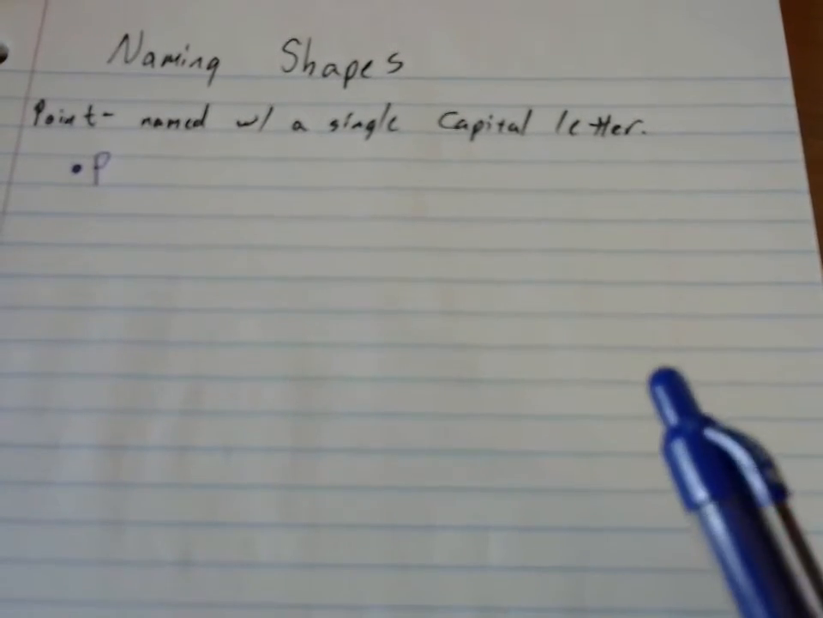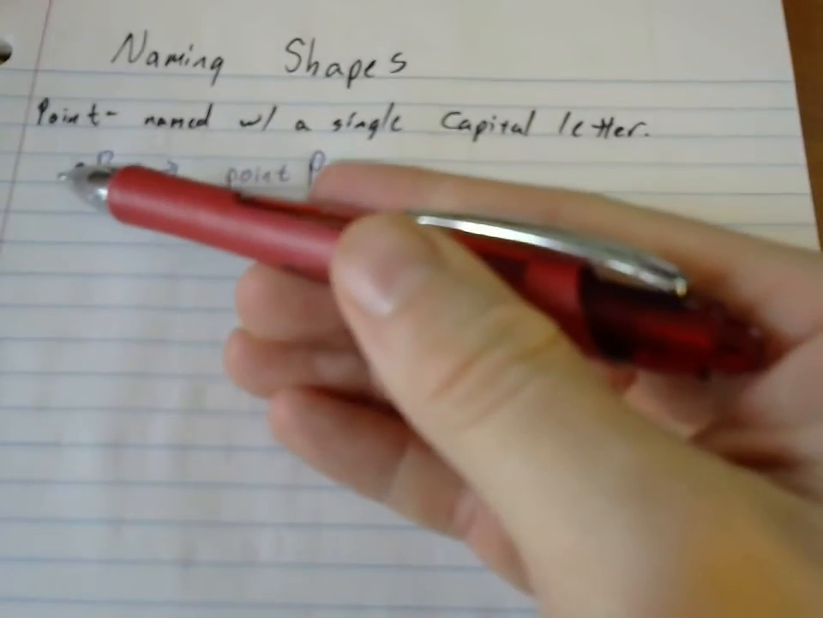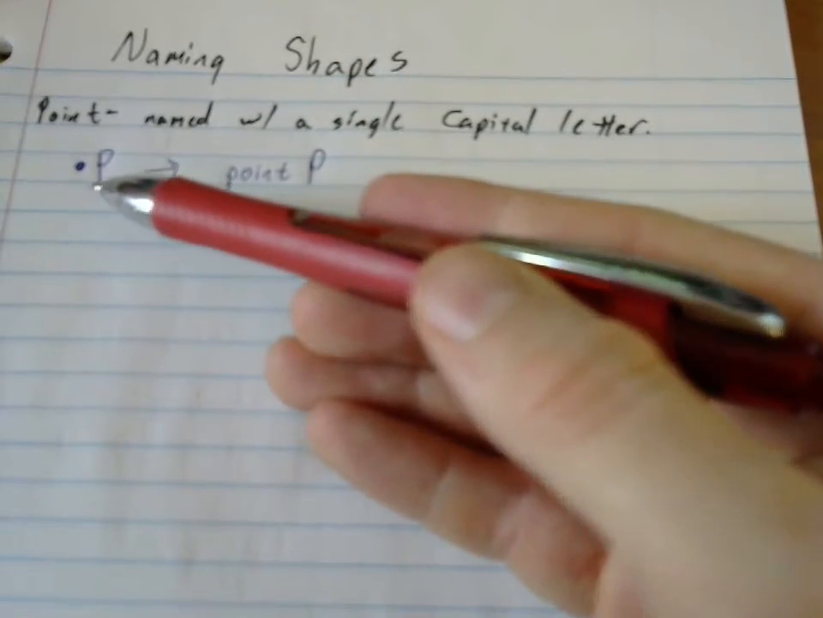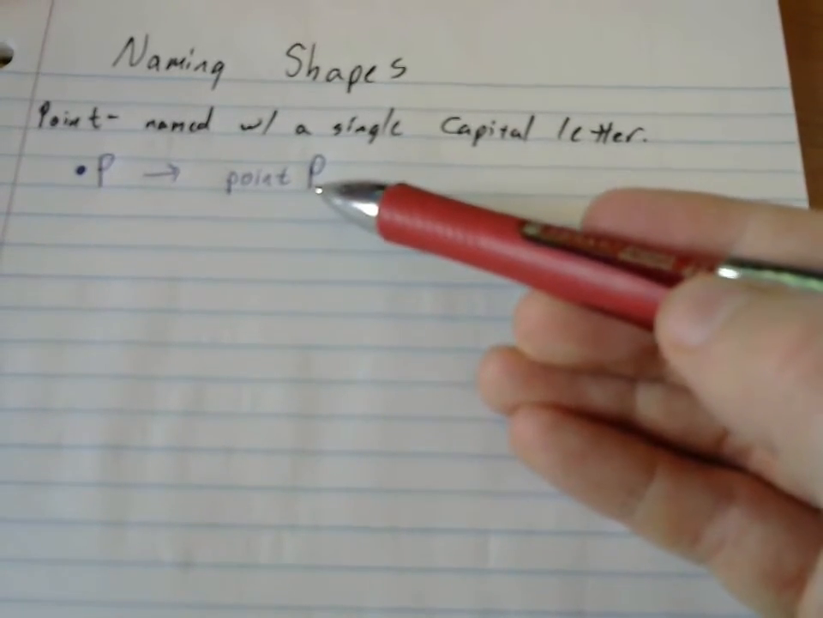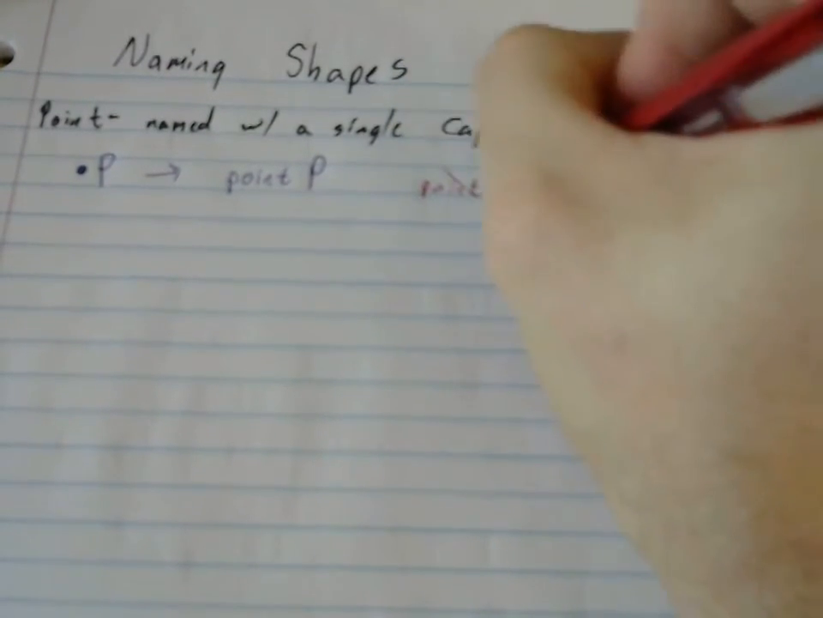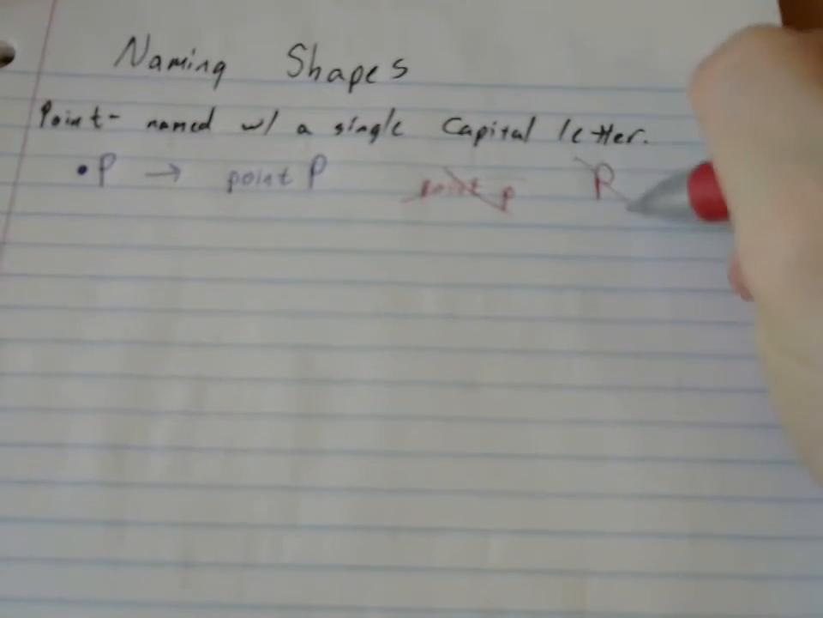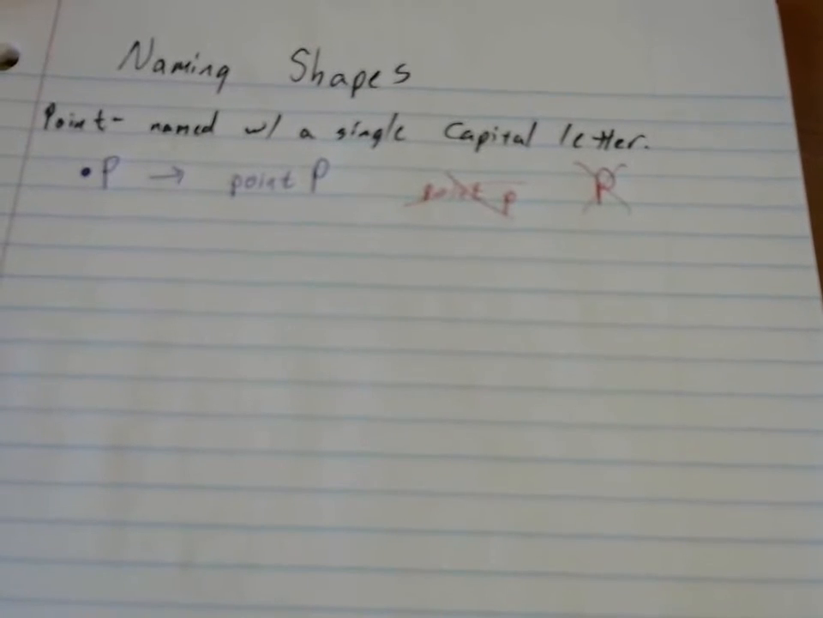So if I had a point here, like so, that would be the point P. If I'm going to name it, I'm going to write the word point P. We do not actually name it by drawing it like that. That is the drawing of it, not the name of it. This is the name of it. Notice that I did not say with a lowercase p, not okay. I did not just put a capital P by itself. That is not okay. It has to have the word point, and it has to be a capital letter.